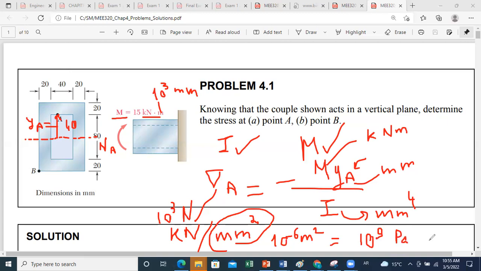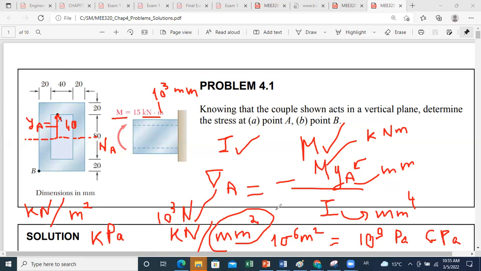Okay. And if you convert I to meter 4 and YA to meter, then you will get your result just in kilonewton per meter square, which is equivalent to kilopascal. So just pay attention to units. Okay, you can use whatever you want.